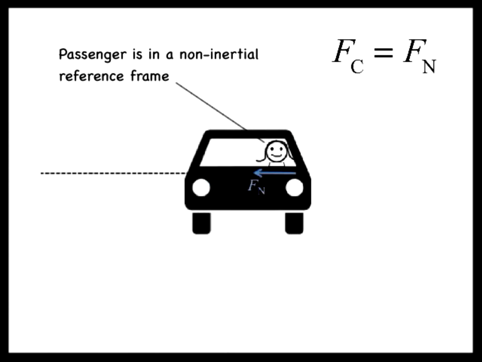Another way to think about this is the following. The passenger in the car wants to obey Newton's first law and continue to move at constant speed in a straight line. However, as the car turns, the inside of the door gets in her way and forces her to move in a circle instead of along a straight line path.